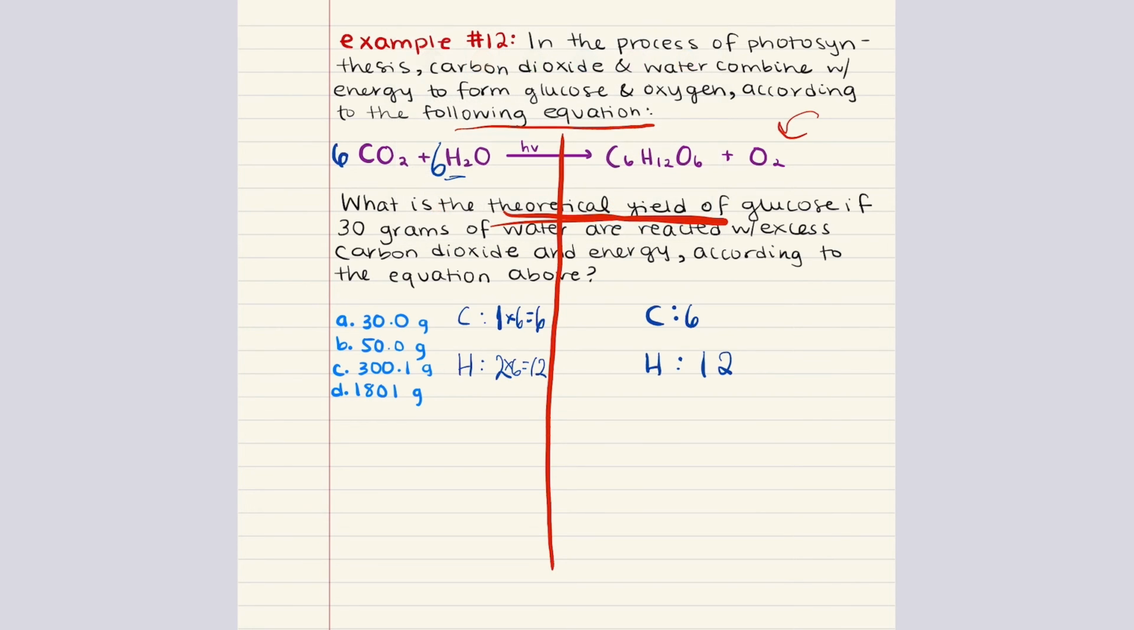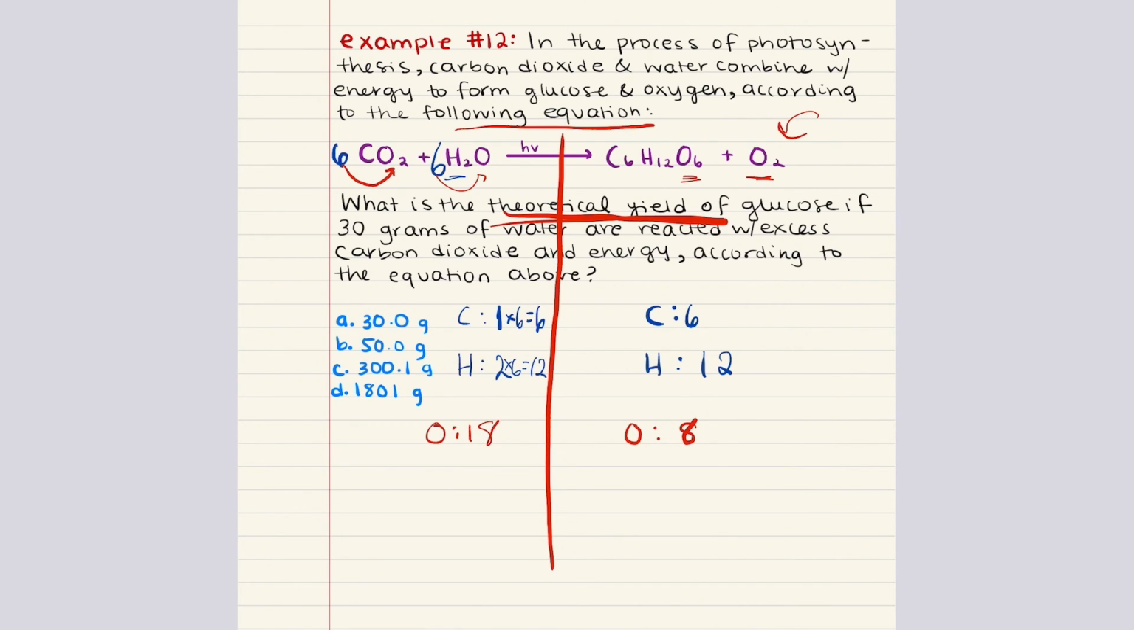Now we're left with oxygen. On the reactant side, we have 12 plus 6 oxygens. We have a total of 18 oxygens. And on the product side, we have a total of 8 oxygens. 6 here in glucose, 2 over here.